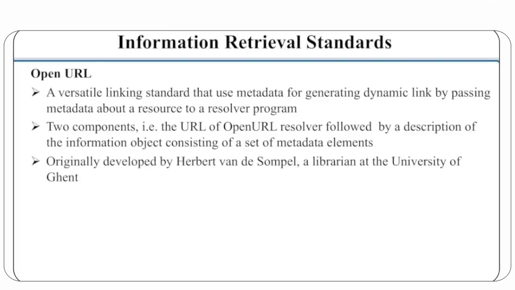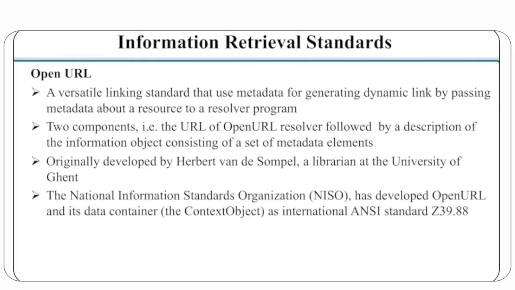OpenURL was originally developed by Herbert van de Sompel, a librarian at the University of Ghent. His link server software, SFX, was purchased by the library automation company Ex Libris, which popularized OpenURL in the information industry. The National Information Standards Organization, NISO, has developed OpenURL and its data container, the context object, as International ANSI Standard Z39.88.